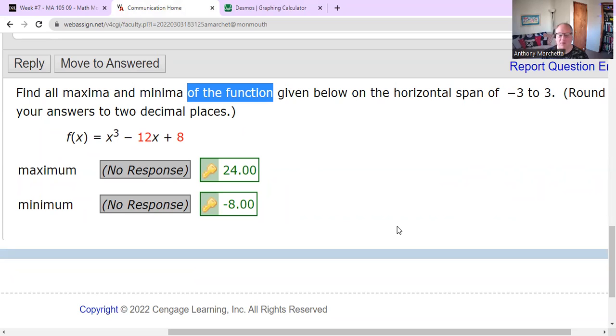So when it comes to this, one thing I tell you to do is make sure that you're conscious of the span and use the wrench. The other thing I'd tell you is make sure you remember that the minima of the function means the actual y value.